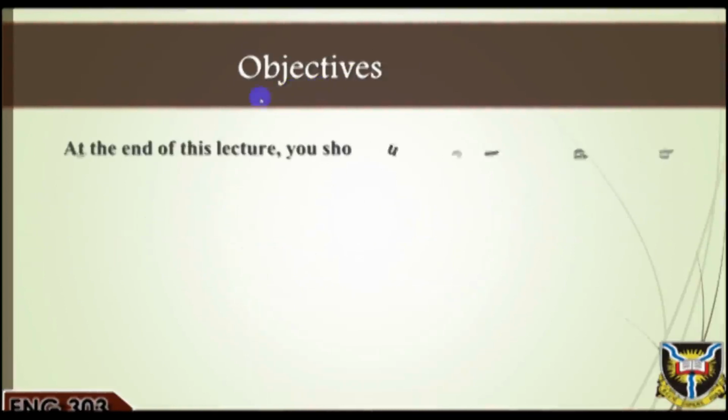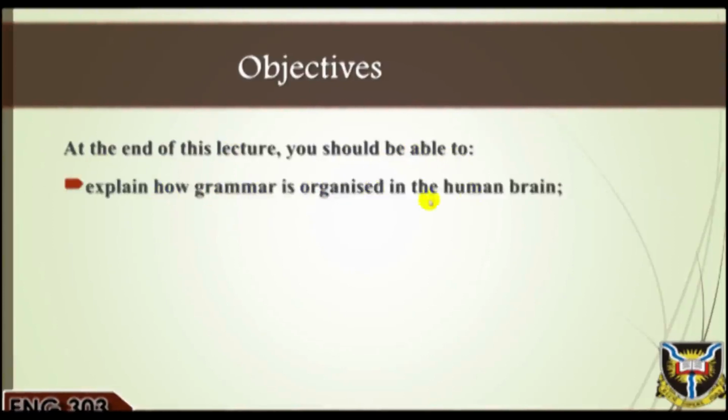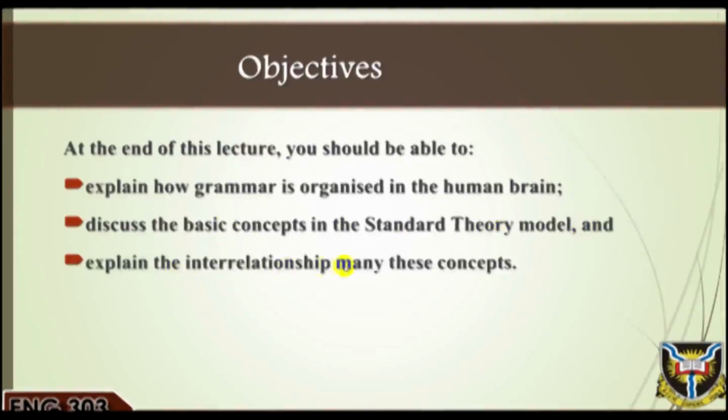Objectives. At the end of this lecture, you should be able to: 1. Explain how grammar is organized in the human brain. 2. Discuss the basic concepts in the Standard Theory model. And 3. Explain the interrelationship among these concepts.